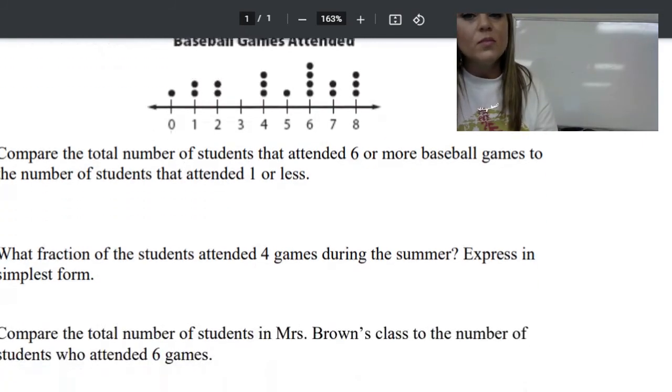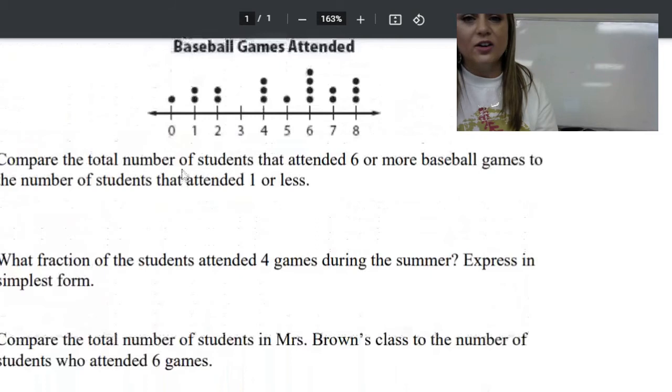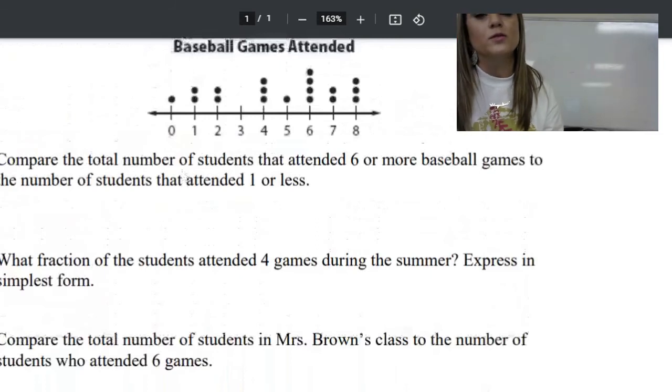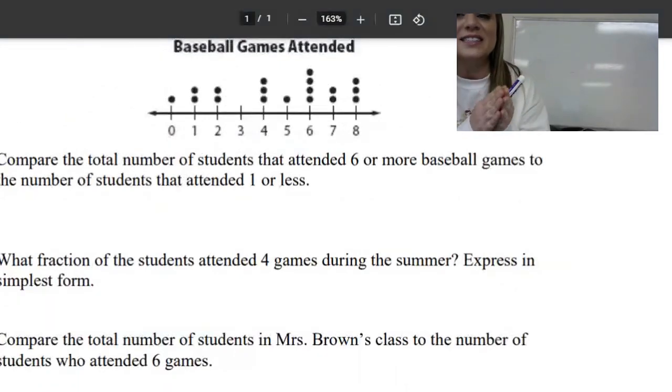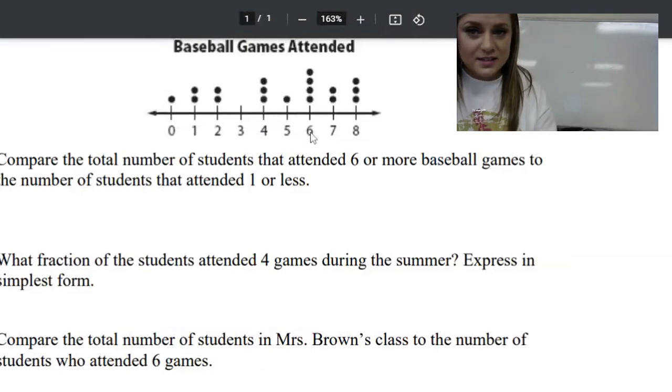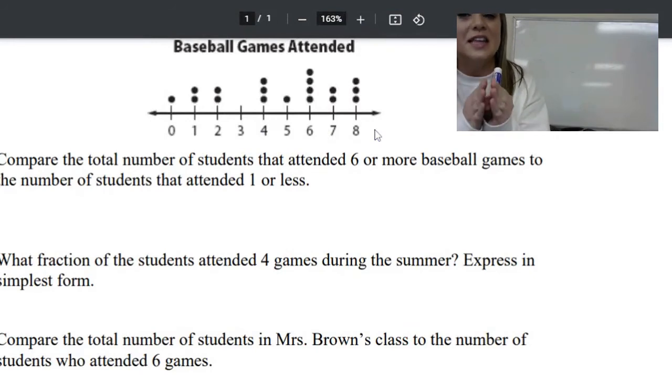Okay, so it's just each one of these little dots represents 1 person. All right, so let's look at letter A. It says compare the total number of students that attended 6 or more baseball games to the number of students that attended 1 or less. Okay, so now we're talking about 6 or more. So 6, 7, and 8. It does include 6 because it says 6 or more. If it said more than 6, we would just be looking at 7 and 8. But it does say to include 6, 6, 7, and 8.